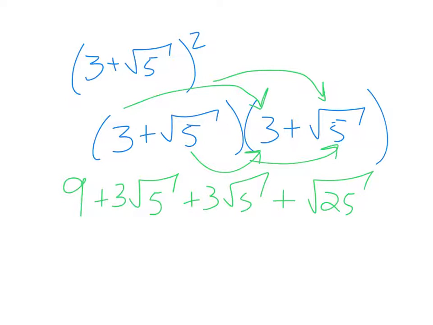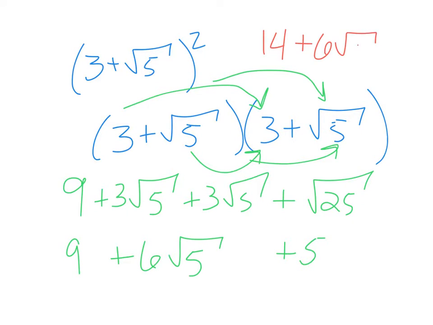So then, like I said, the 9 is going to stay here. This is going to be plus 5. What's the middle going to do this time? It's going to add together to be 6 radical 5. Is that okay with everyone? And so then the final answer: 14 plus 6 radical 5. Now it's done, because you can't simplify that. Is that okay?